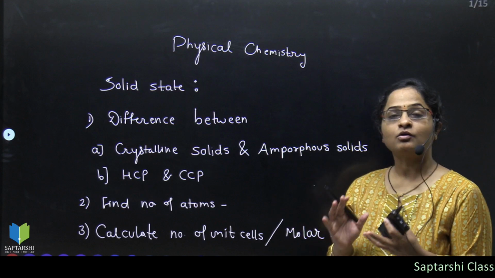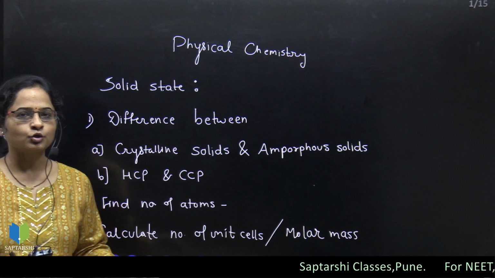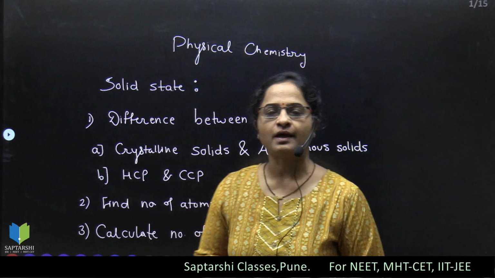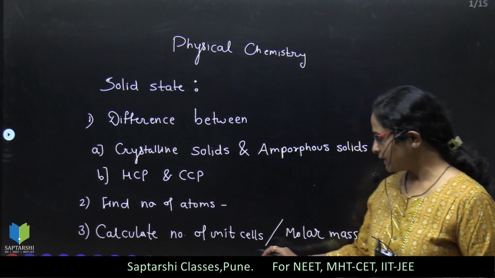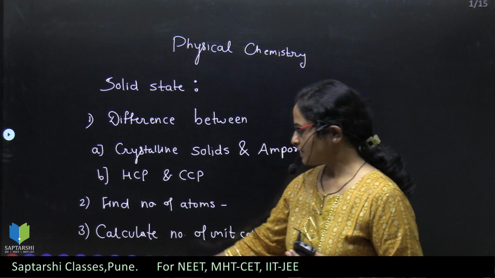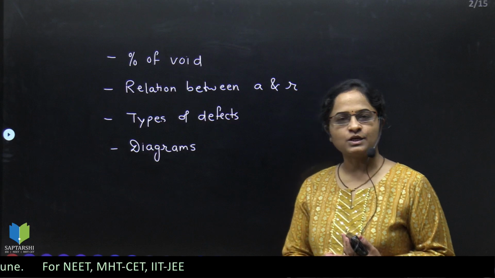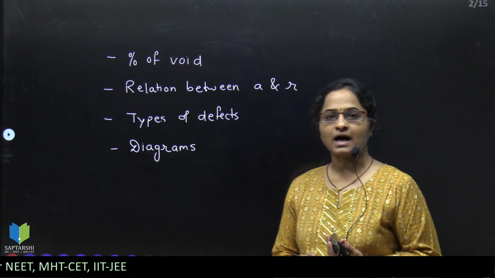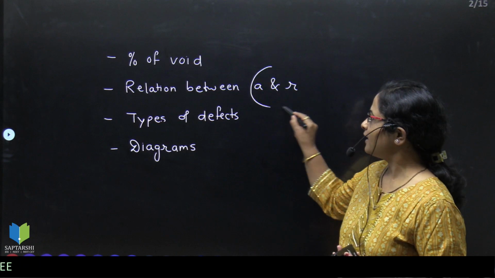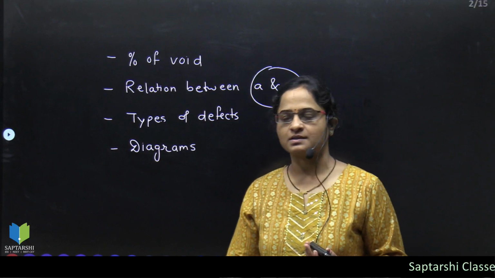Similarly, find the number of atoms depending on the crystal, whether it is BCC or simple cubic, like that. And one numerical will definitely be there on this part: calculate the number of unit cells or calculate the molar mass. After that, in solid state, percentage of void, the MCQ will surely be asked on this part. Relation between a and r, edge length and radius, depending on the type of crystal.